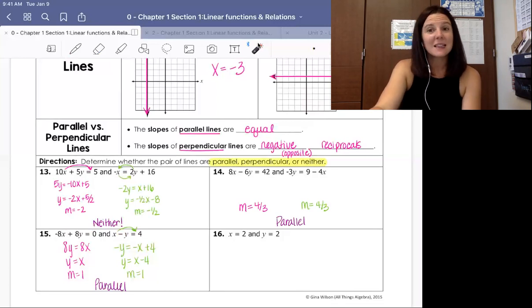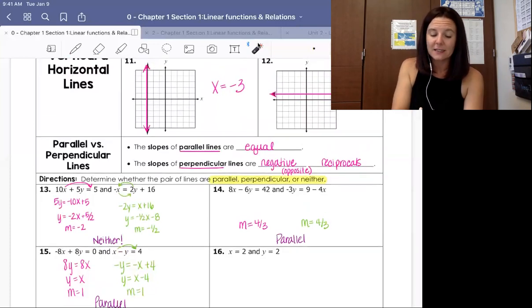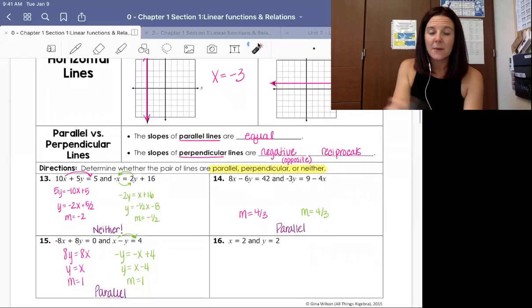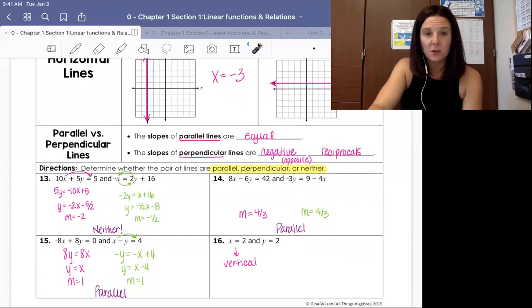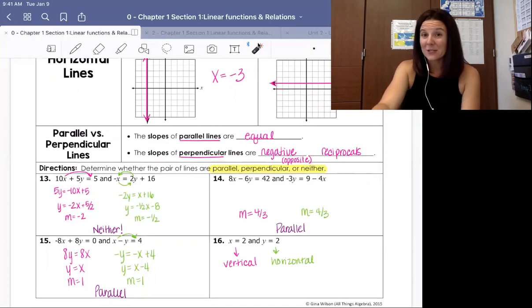And this last one was a little bit tricky. So if you got stuck on that, just flip the page over and look, or just look up here at this number 11 and 12. And these are a vertical line and a horizontal line. So I know they're not opposite reciprocals, but really they are, because one is a 0 slope and one is undefined. So, I mean, I guess undefined is not the reciprocal of 0, but you can't put 0 in the denominator. So vertical and horizontal means they are perpendicular lines.